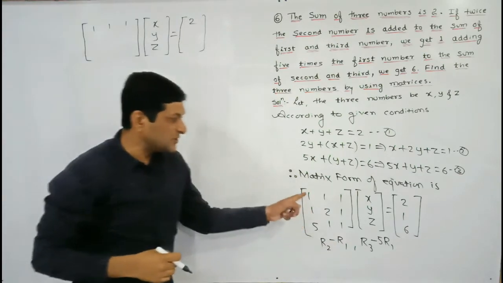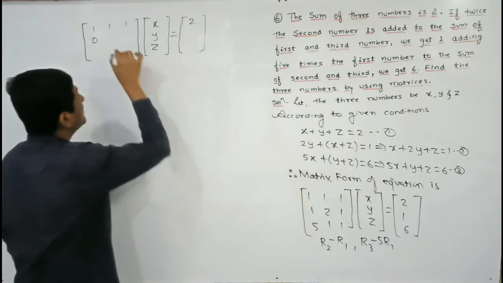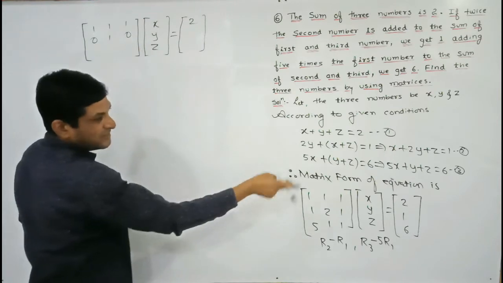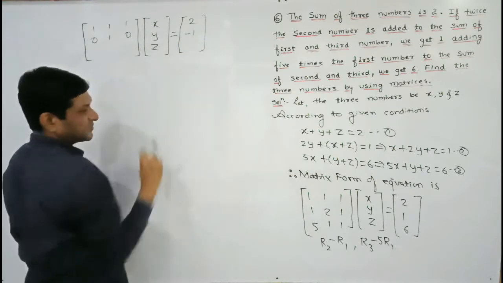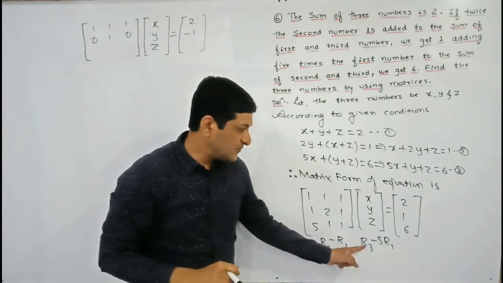R2 minus R1 means 1 minus 1 is 0. Then 2 minus 1 will be equal to 1, and 1 minus 1 is 0. On this side 1 minus 2 will be equal to minus 1. We have performed this operation on both sides. Now let us perform the next operation.